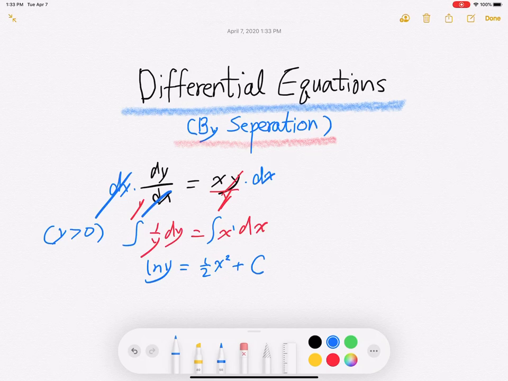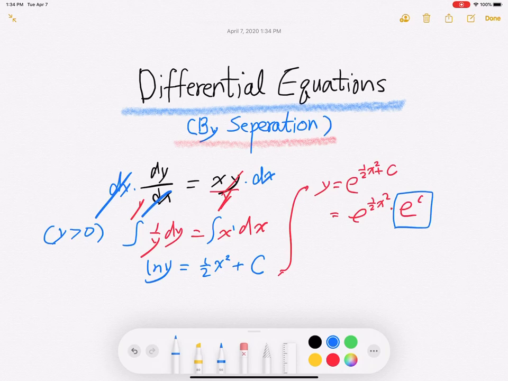And then now we have to solve for y equals form. ln y is 1/2 x squared plus c. So y equals what? y equals e to the 1/2 x squared plus c power. That is equal to e to the 1/2 x squared times e to the c power. Look at the e to the c power. That's another constant, right? So you can use another constant c times e to the 1/2 x squared. y equals this, right? So this is the answer, the solution of this differential equation.